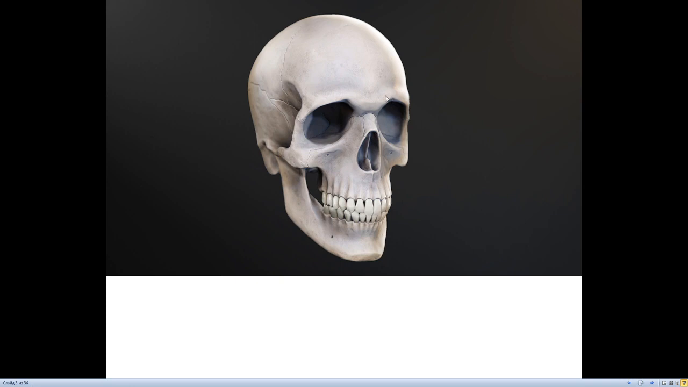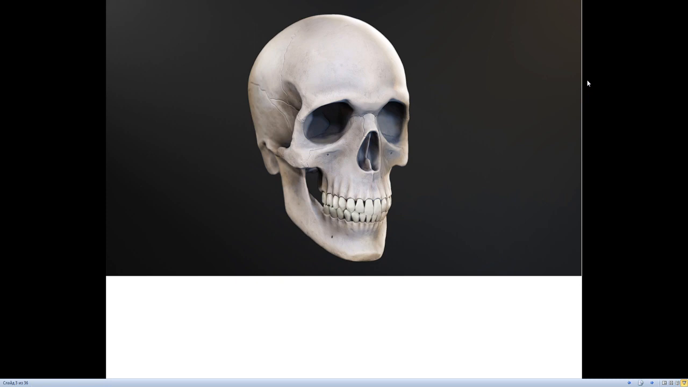Everything which rests anterior-inferiorly to this line is called the facial part of the head, or simply the facial head. Everything which rests posterior-superiorly is called the neurocranium, or neural part of the head.